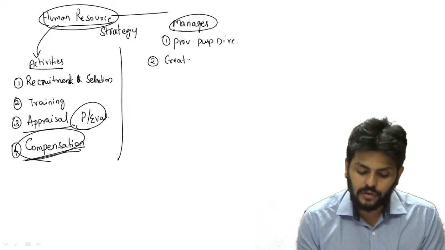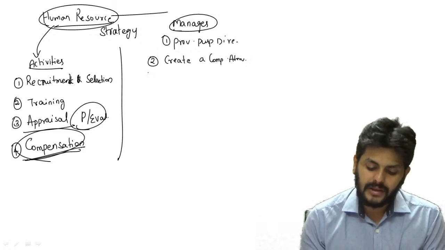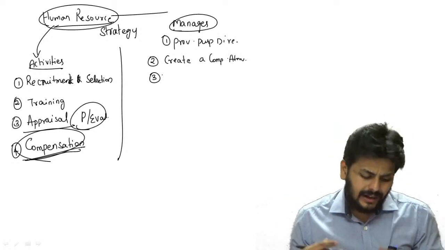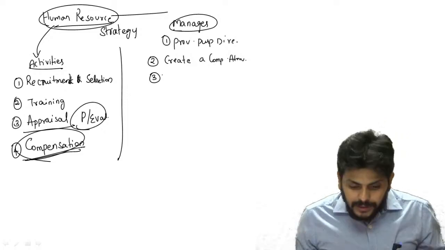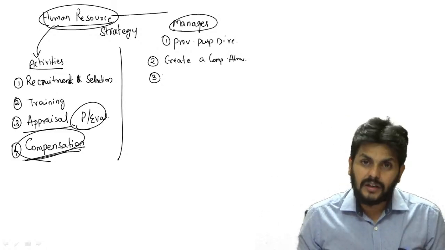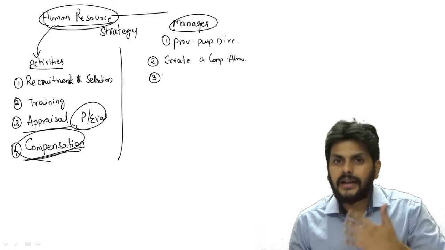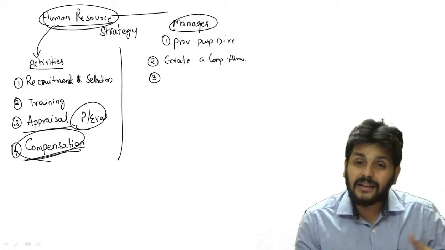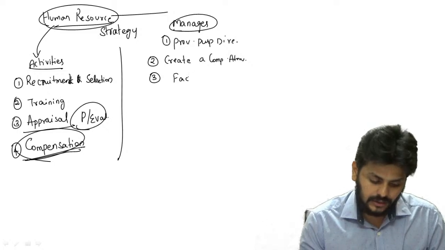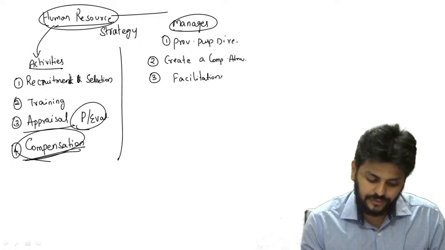Two: create a competitive atmosphere. Let's talk about creating a competitive atmosphere within the organization, a healthy competition. People should be able to work together in coordination, and they should be able to do something for the organization for a collective growth. So provide them with a purposeful direction, create a healthy and competitive atmosphere, and bring change in the organization. Three: facilitation of change.